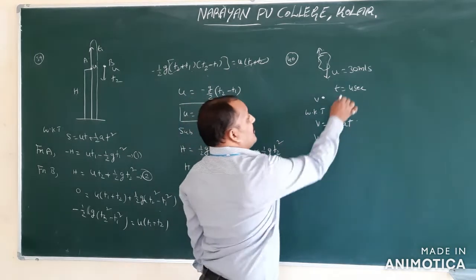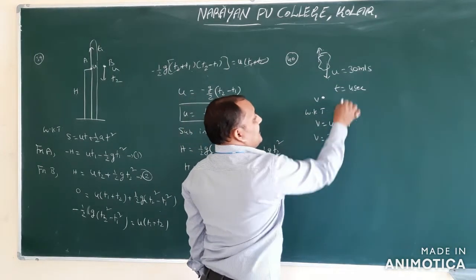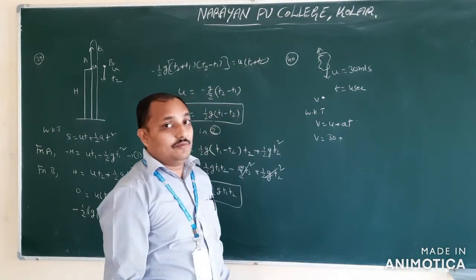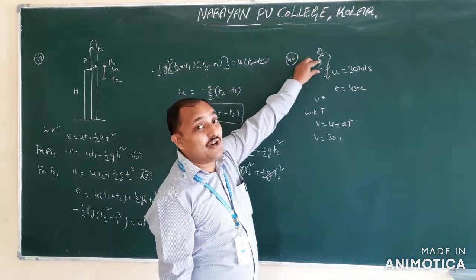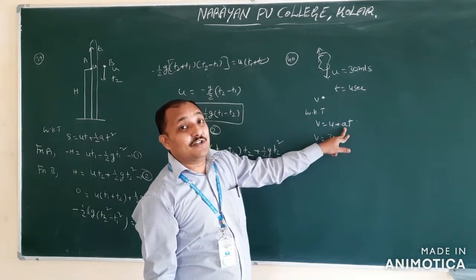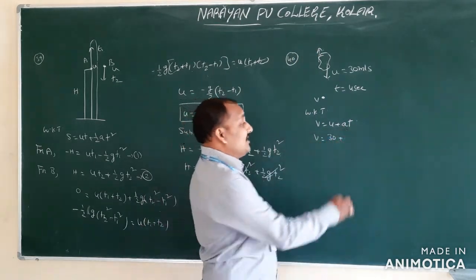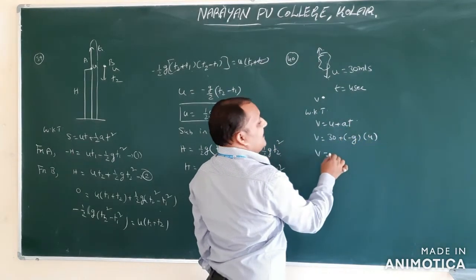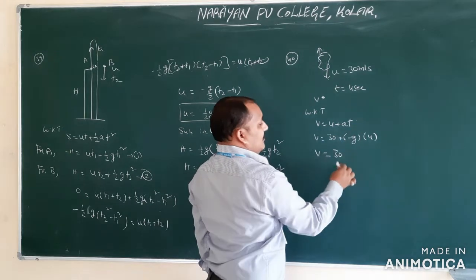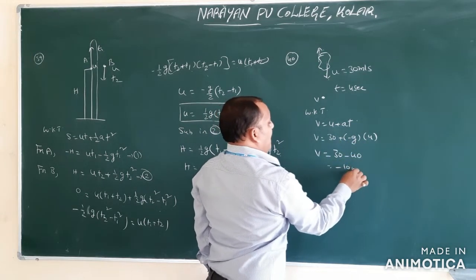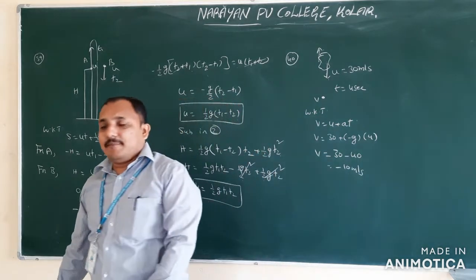So V is equal to U, value 30. This is coming downwards, downwards only or upwards? Okay, the balloon is going upwards. Therefore, here minus g or plus g, which one should you take? You should take minus g because the balloon is going upwards. T value 4. So V is equal to 30 minus 40. How much? So minus 10 meter per second.